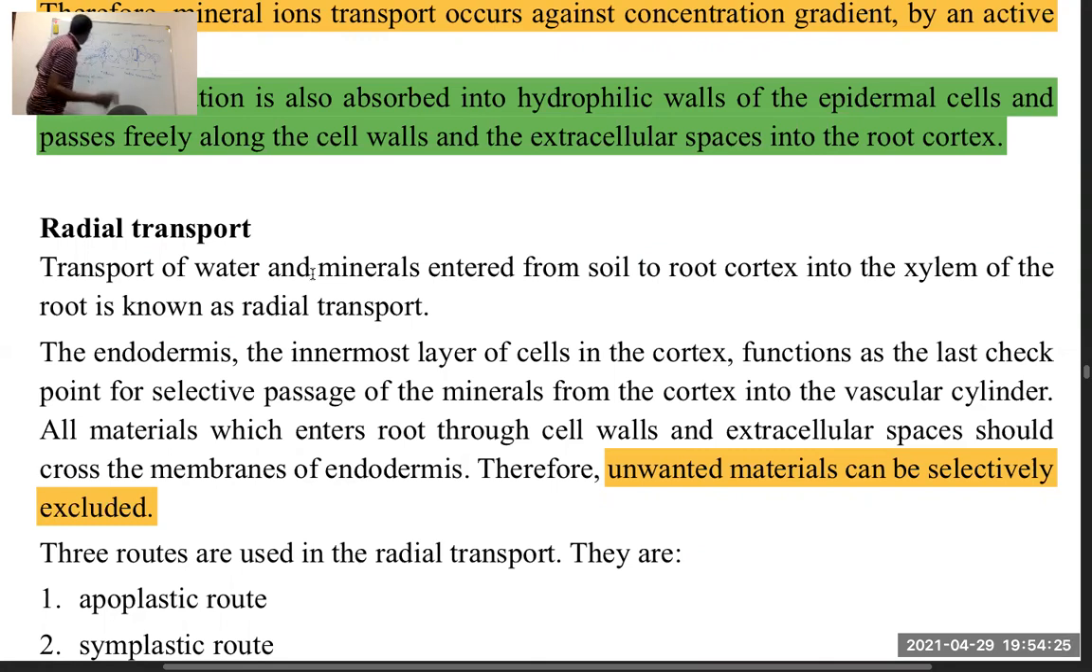First of all, there are three methods of radial transportation. Okay, there are three routes. One is the apoplastic route. Now look at this: the water that enters into the cell wall of the cortical cells passes through the cell wall of each and every cell in the cortex.